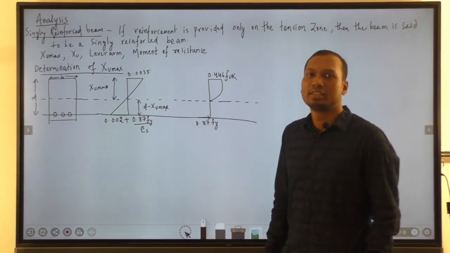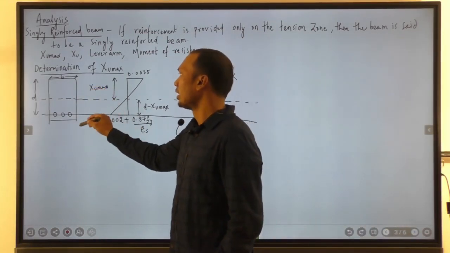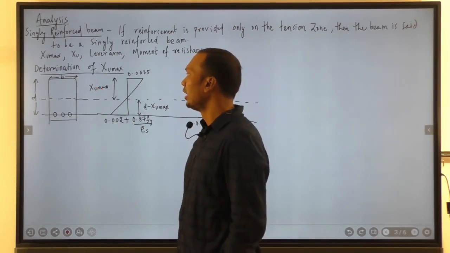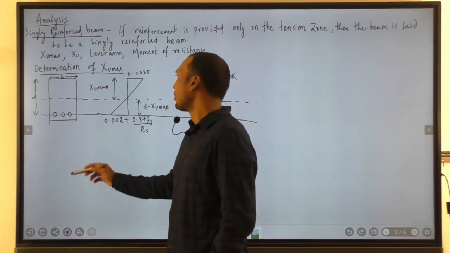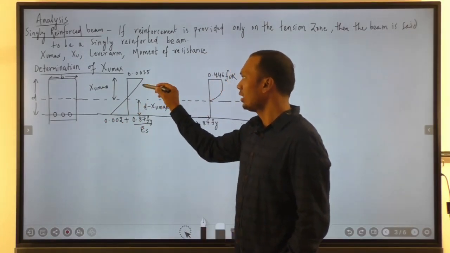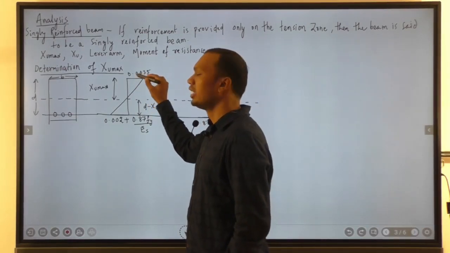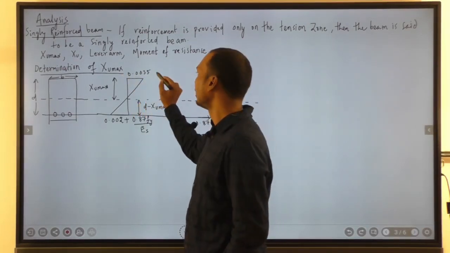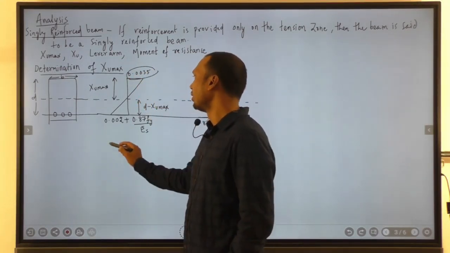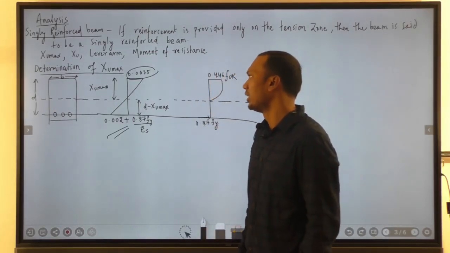First, let us see the determination of Xu max. Suppose this is the cross section of the beam having a width of b and an effective depth of d. This is the strain variation diagram, which we studied in the assumptions part. The strain in the extreme compression fiber of concrete is 0.0035, and the strain in steel at the time of failure should not be less than 0.002 plus 0.87 fy by Es.